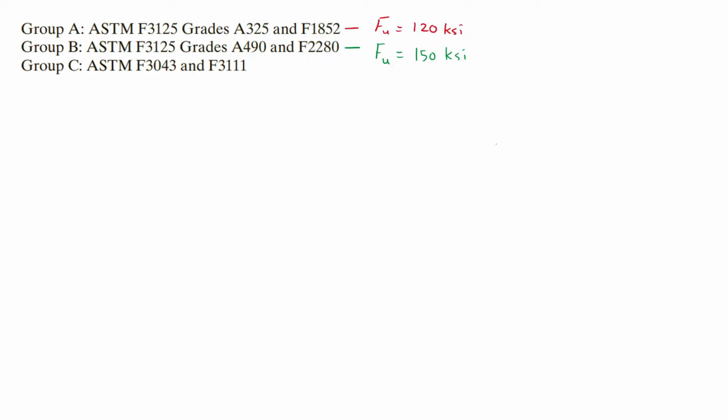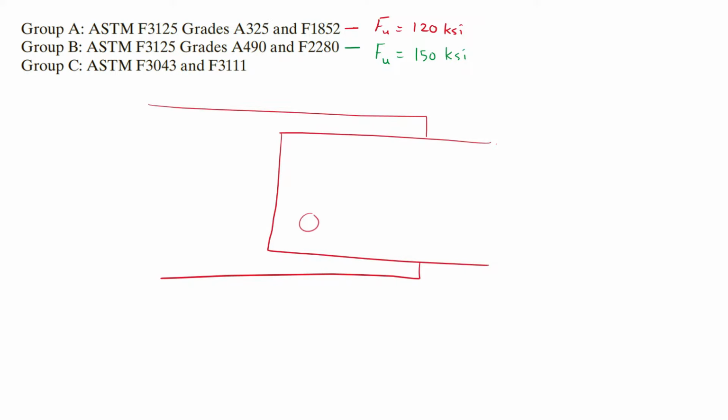AISC specification J3.1 shows these high-strength bolts in three groups organized by strength as follows. Group C bolts are very high-strength bolts and have special environmental requirements and are very rarely used in steel structures, so we will discuss only Group A and Group B in this video. The usual selection process is to determine the number of Group A bolts needed in a connection, and if too many are required, use Group B bolts.